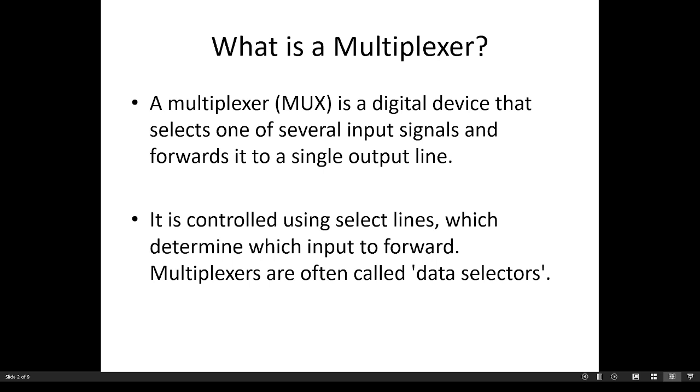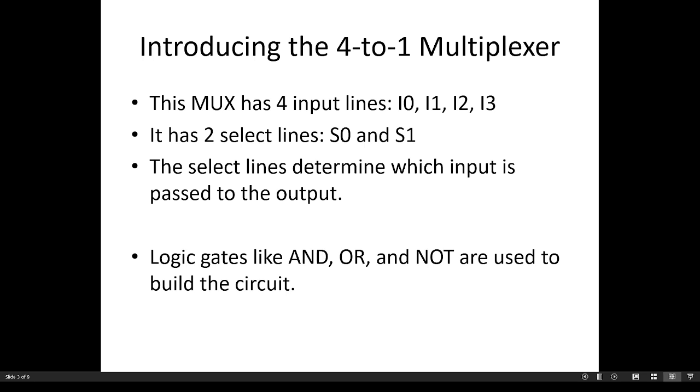A multiplexer is a digital device that selects one of several input signals and forwards it to a single output line. It is controlled using select lines which determine which input to forward. Multiplexers are often called data selectors.